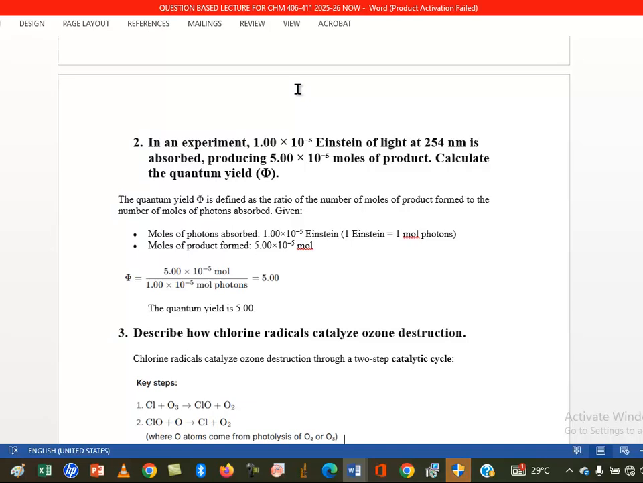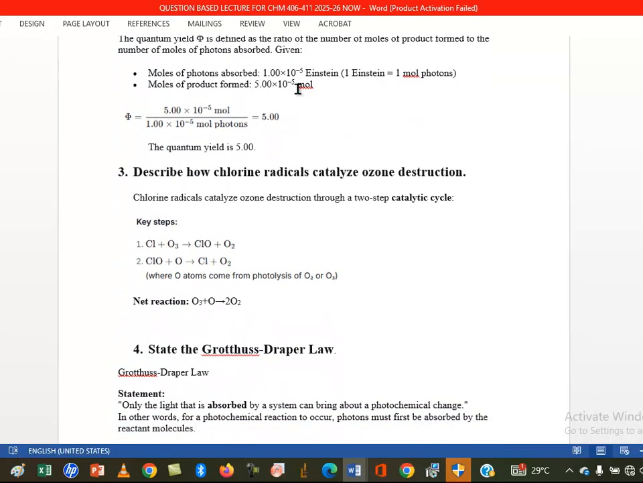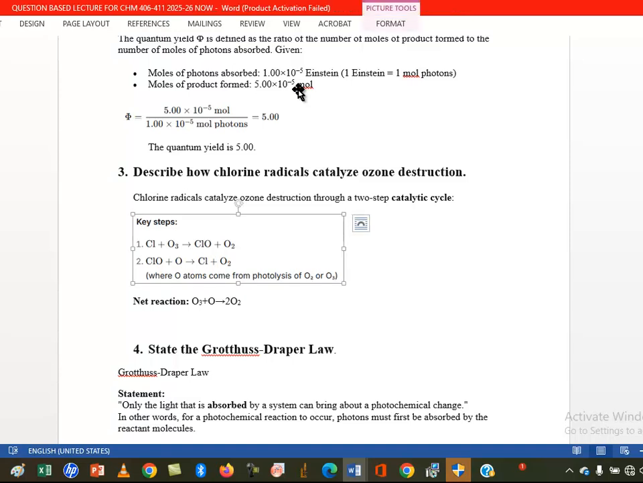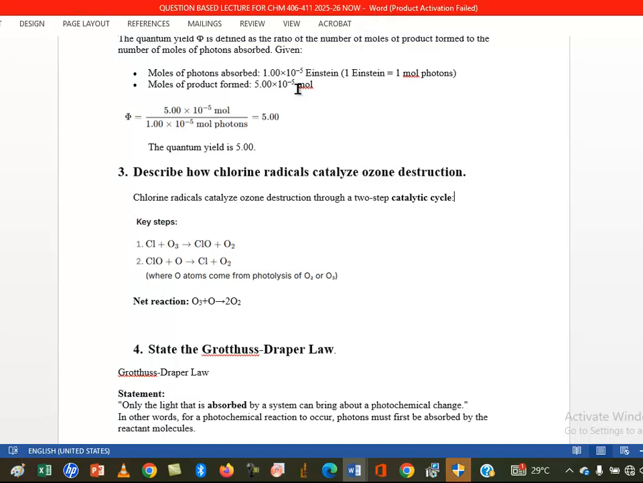Now, describe how chlorine radicals catalyze ozone destruction. There was a time this was a major issue. Many chemicals were banned from the market. Why? Because when these chemicals are used, they destroy the ozone in the atmosphere, and that leads to direct sunlight hitting the surface of the earth directly, which is dangerous for the skin. It can cause skin cancer and all sorts of problems. Many of them contain chlorine radicals. So how do they destroy the ozone layer in the atmosphere?